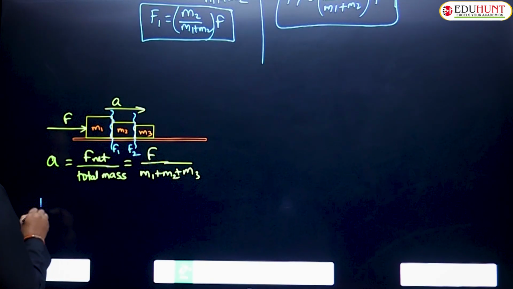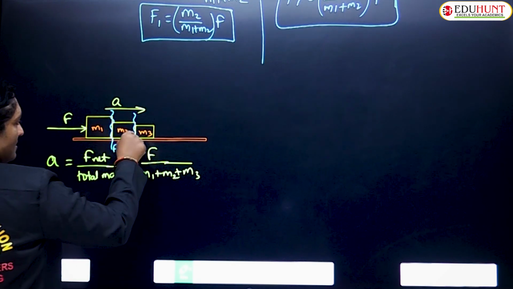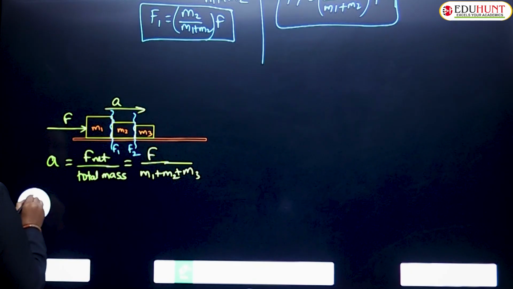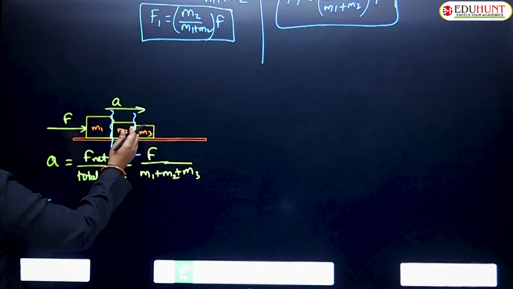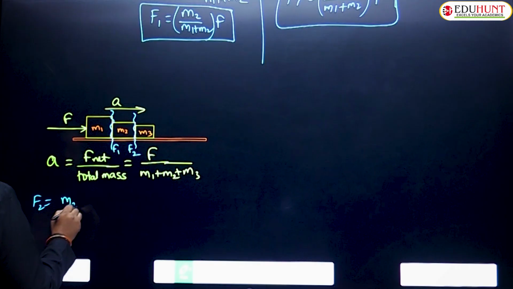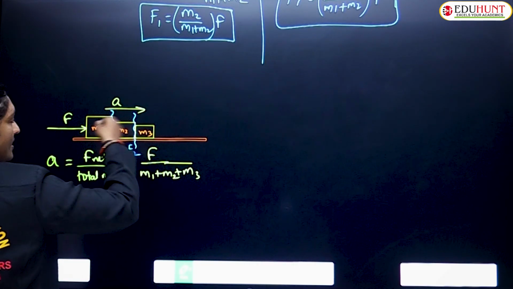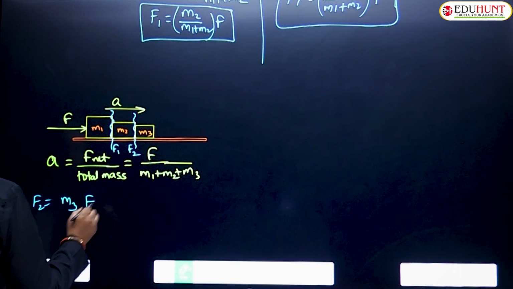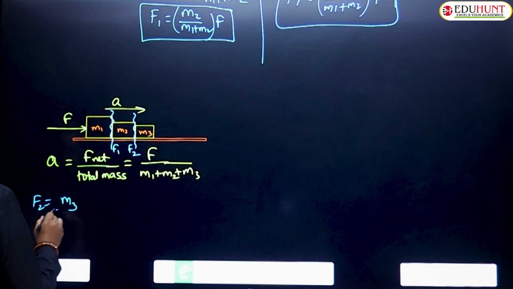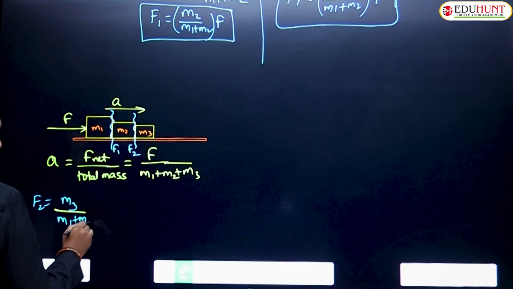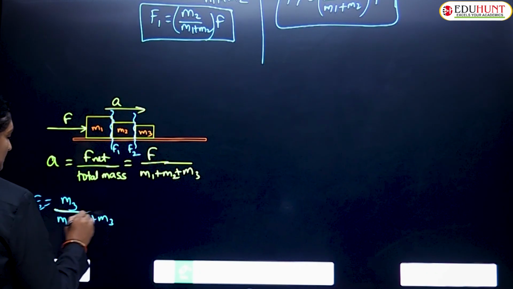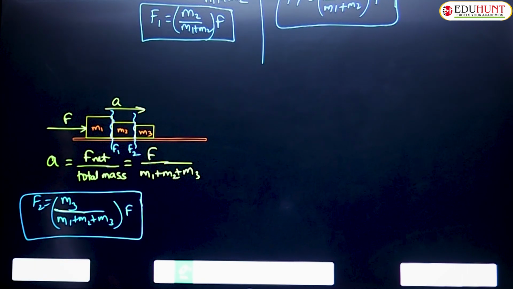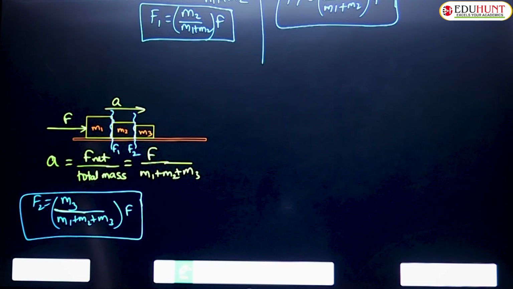So now let us try to find out these two values. First of all, coming to F2. Clearly, because of this contacting force F2, the mass m3 is being accelerated. Hence, the value of F2 is nothing but mass into acceleration. What is the mass, children, here? m3. And what is the acceleration with which each mass is moving? That is F by m1 plus m2 plus m3. So the value of F2 is found to be m3 by m1 plus m2 plus m3 into F.